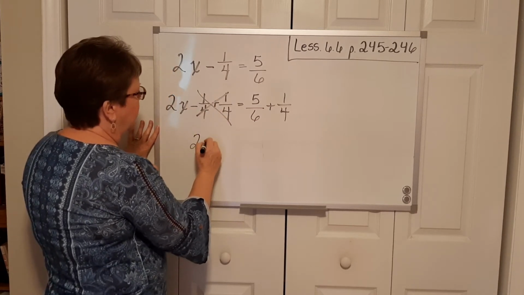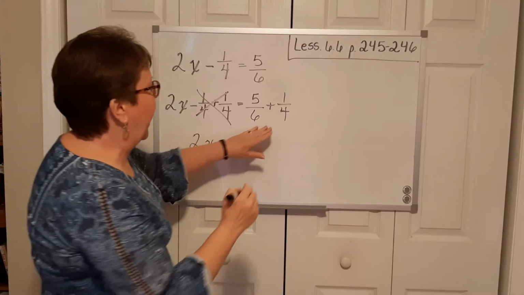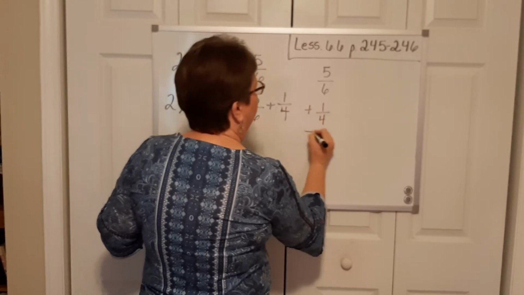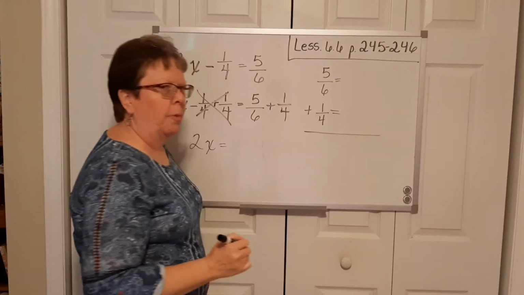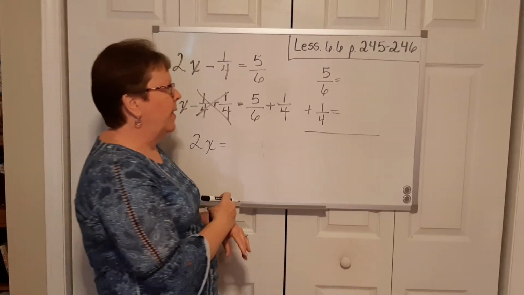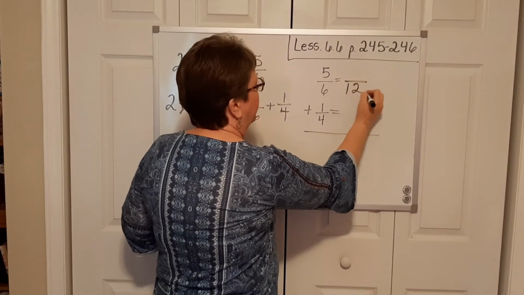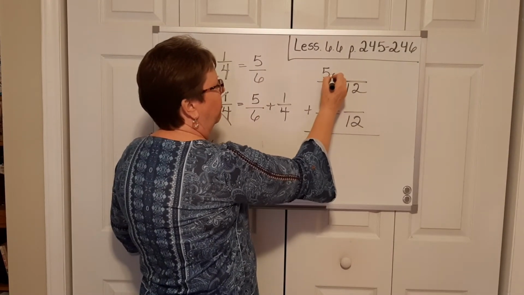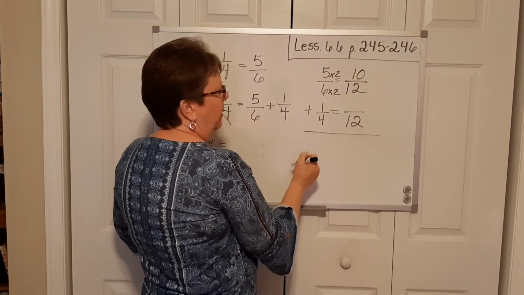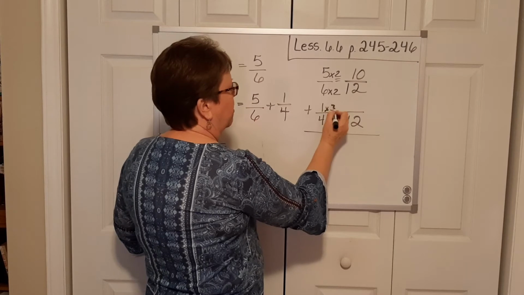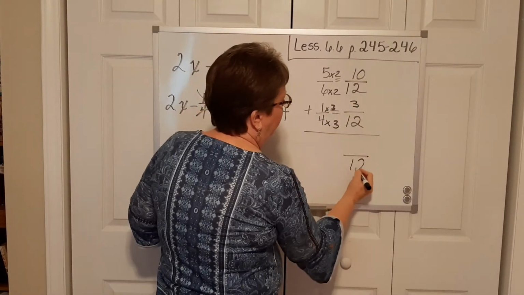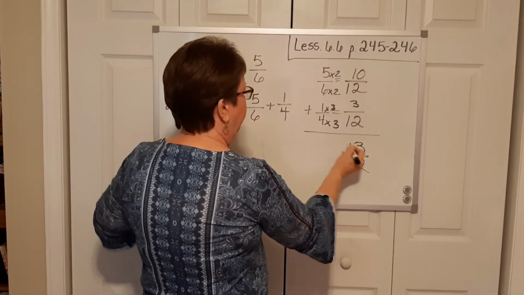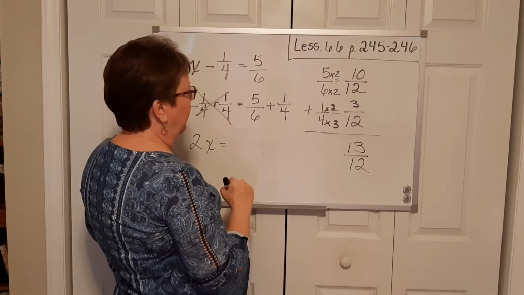So now we have our 2x. Okay, now we've got to add these fractions. So let's look. 5/6 plus 1/4. Okay, find your least common multiple first, which will become your least common denominator. And if you figured it correctly, it would be the number 12. Okay, so missing numerators. We know 6 times 2 is 12, so 5 times 2 is 10. Okay, 4 times 3 is 12, so 1 times 3 is 3. Okay, keep our denominator of 12. Add our numerators, which would be 10 plus 3 would be 13. Okay, so now we have 13 twelfths.